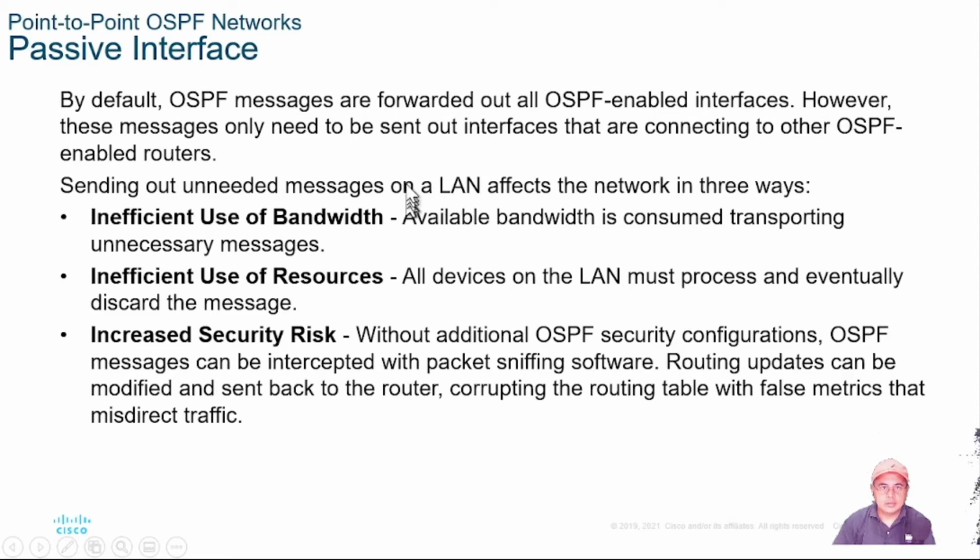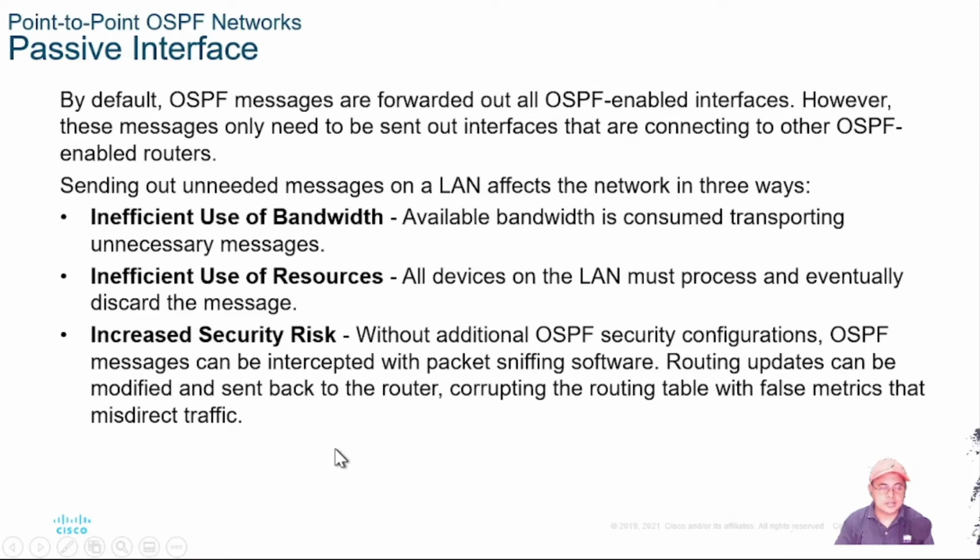If you do not make the interface passive, it will affect the network in 3 ways. Number 1, inefficient use of bandwidth. Available bandwidth is consumed transporting unnecessary messages. It will make inefficient use of resources. All devices on the LAN must process and eventually discard the messages if you send out these unneeded messages.